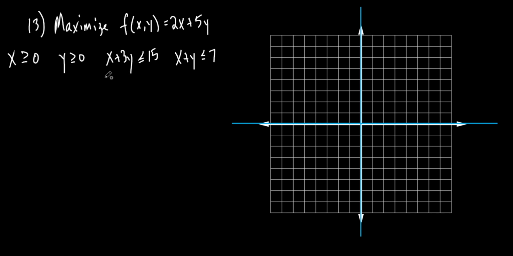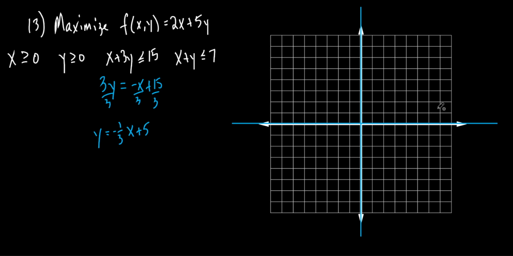So let's do that. 3y, I'll just put equals. Even though it's less than or equal to, the less than just determines the shading. I just want to figure out where my line goes. So I'll just put equal. Is everybody okay with that? 3y equals negative x plus 15. Divide by 3. So y is equal to negative 1/3 x plus 5.